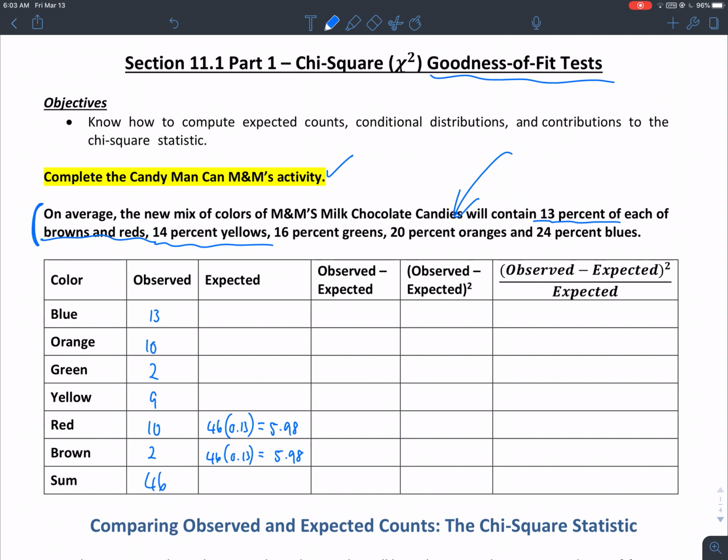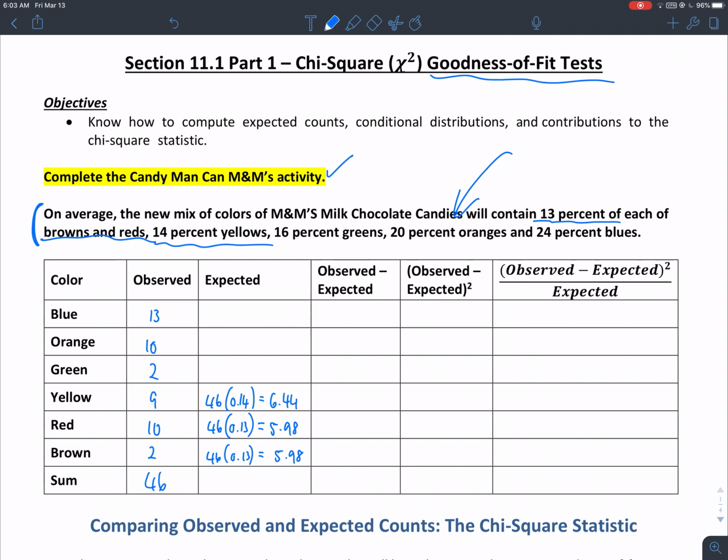Then we do the same for the rest. They said there should be 14% yellow, so my sample times 14% is what I expect to see for the number of yellows: 6.44. And don't round this. It's tempting to round it, like how can I have 0.44 of an M&M, but don't round this, just leave it like that. And so on and so on.